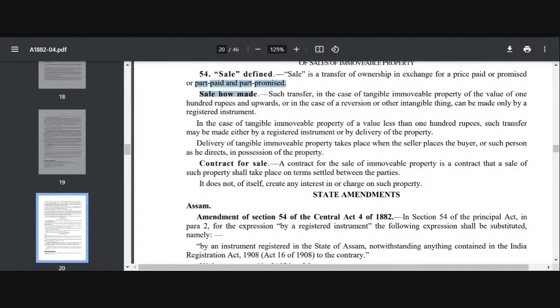See, how is the sale made? In case of tangible immovable property, if it is above 100 rupees and upward, or in case of reversion or other intangible thing, it can only be made by a registered document.